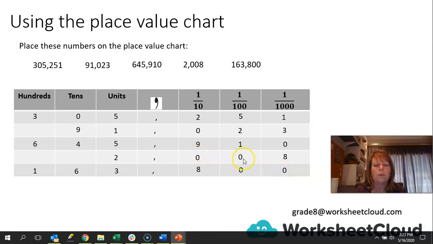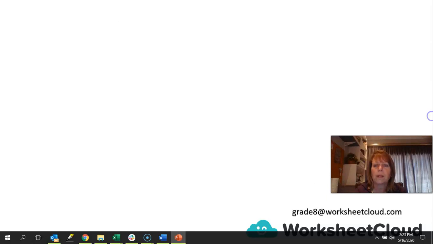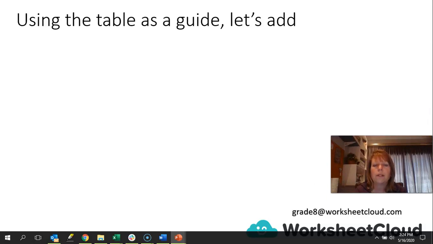But in this case, where it's 2,008, if you leave those zeros out, it's going to change the value of the number. The same in the first one and the second one. The zeros appear within the number, and so if we leave them out, they will change the value. Okay, let's use the table as a guide and let's add. So we're going to use that table again just to make sure that we put things in the right column, because guys, if we don't, we could get a completely messed up answer.